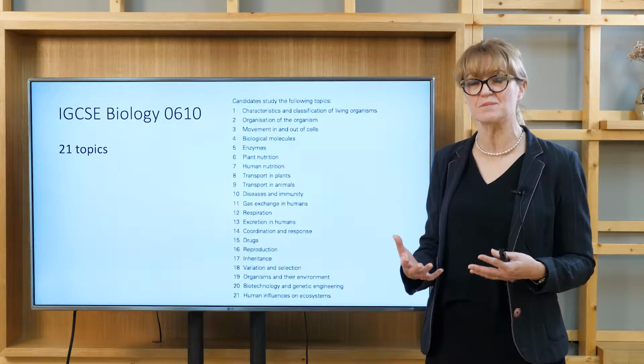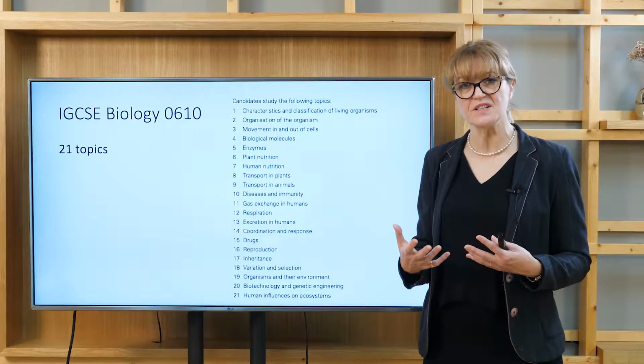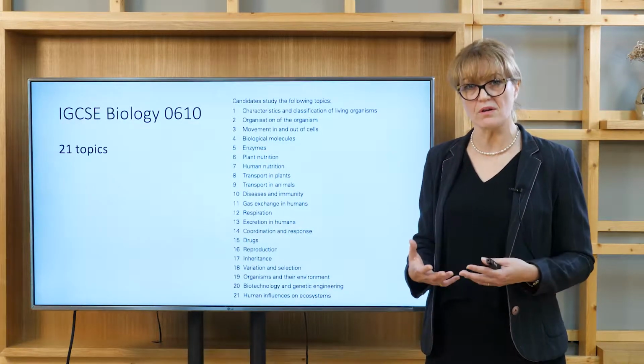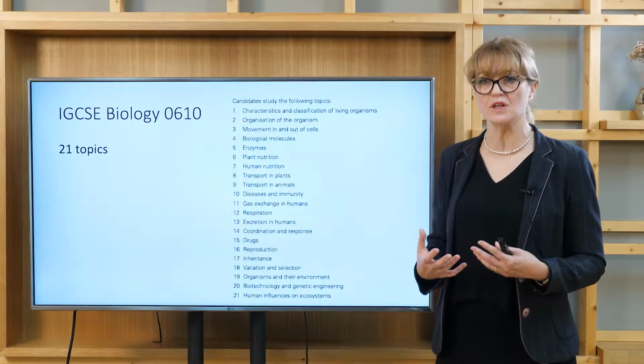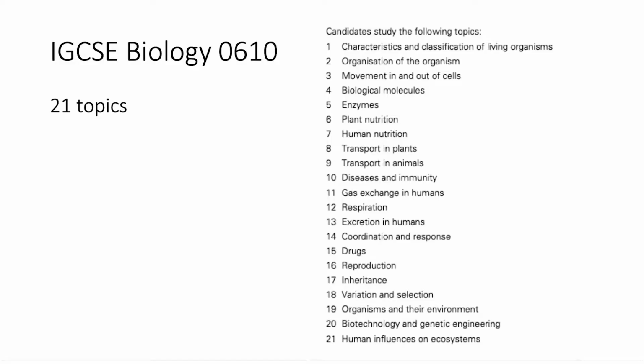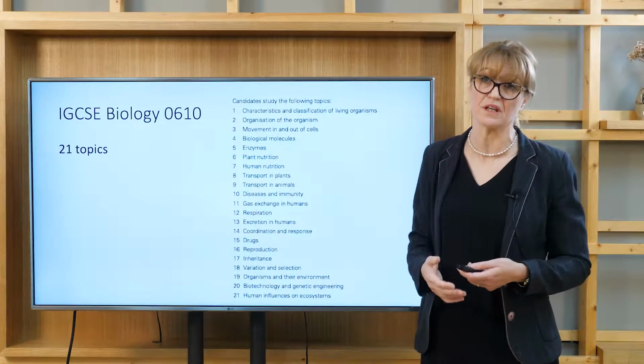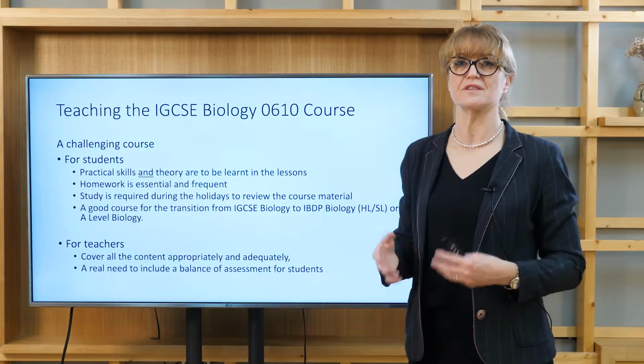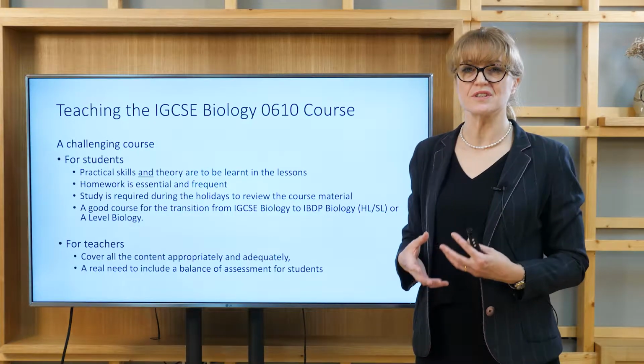I'd like to show how many topics have to be covered in this IGCSE of biology. There are 21 topics. There's a lot. This is a really challenging course and quite extensive, as you can see, within these 21 topics, going from classification right down to the human influence on ecosystems. Teaching the IGCSE course is very challenging, like I said in the previous slide.